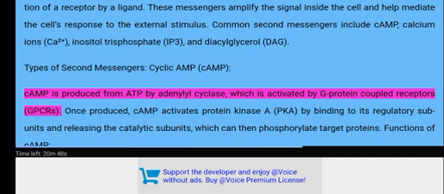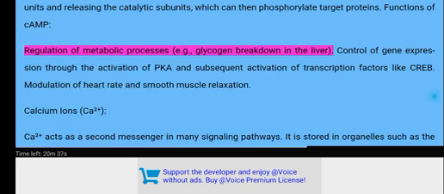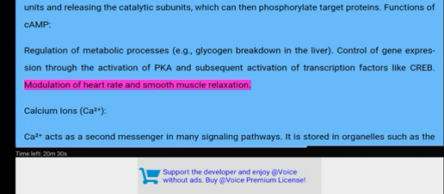cAMP is produced from ATP by adenylyl cyclase, which is activated by G protein coupled receptors (GPCRs). Once produced, cAMP activates protein kinase A (PKA) by binding to its regulatory subunits and releasing the catalytic subunits, which can then phosphorylate target proteins. Functions of cAMP. Regulation of metabolic processes, e.g., glycogen breakdown in the liver. Control of gene expression through the activation of PKA and subsequent activation of transcription factors like CREB. Modulation of heart rate and smooth muscle relaxation.